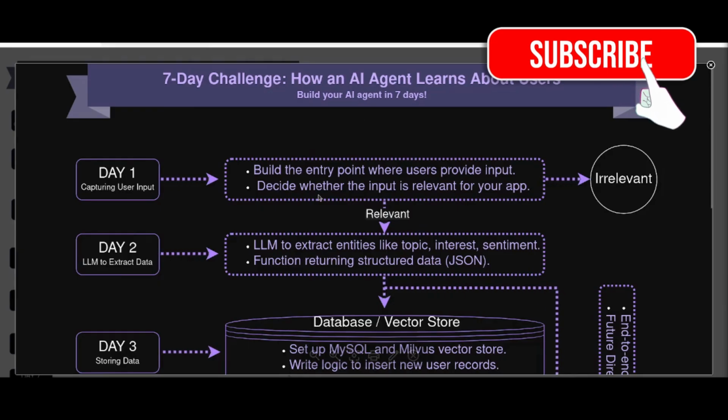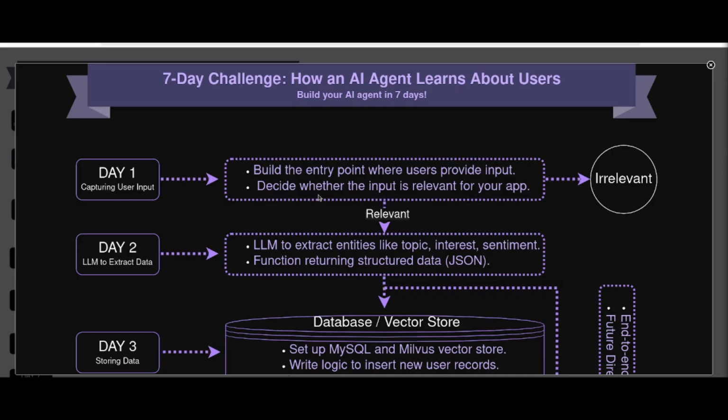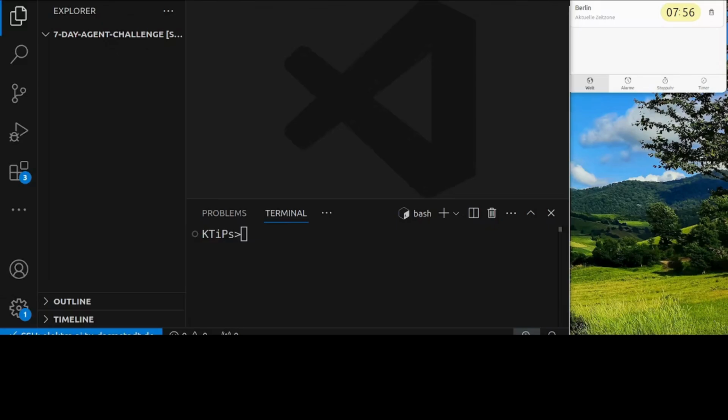Today we start the implementation of a 7-day agent challenge. We will code an AI agent from scratch. If you missed the description of this project, please visit the link popping up now. Today we want to code, so let's jump in.